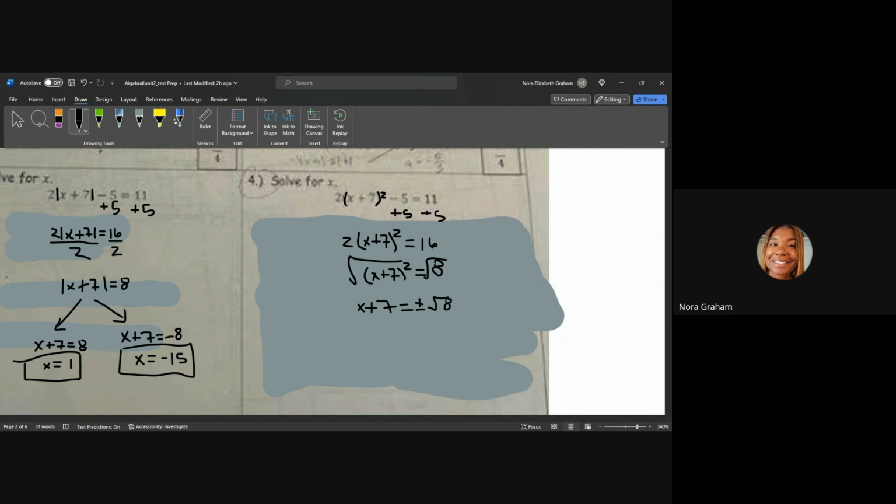And I want to isolate my x, so I subtract 7 from both sides. I have x equals plus or minus the square root of 8, minus 7. And I don't want to stop here because I notice I can break down my square root more, right? So I want to think of 2 numbers that multiply together to give me 8, and one of those 2 numbers is going to be a perfect square. So that would be the square root of 4 times 2.